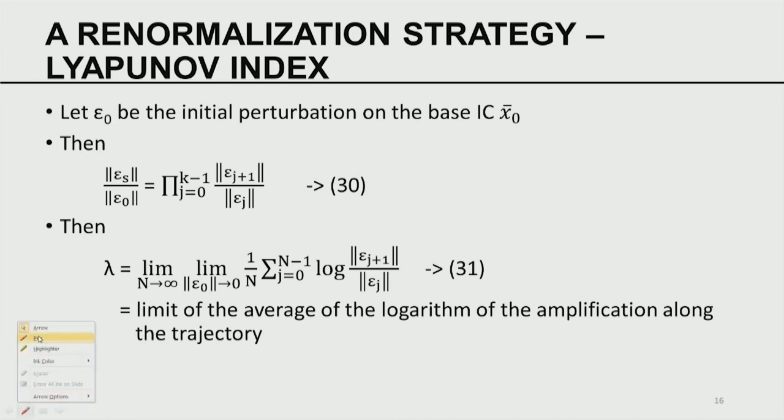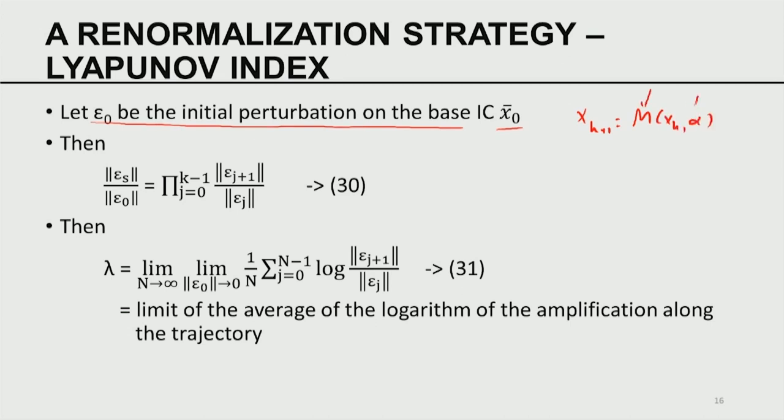Let epsilon naught be the initial value of a perturbation based on the initial condition x naught bar. So the initial condition is fixed, the given model is fixed, alpha is fixed. So please understand, my model is x k plus 1 equals M of x k, alpha. So M is fixed, alpha is fixed, and the initial condition is also fixed. So if I am interested in the ratio epsilon S to epsilon naught, I can essentially express this as a product like this.